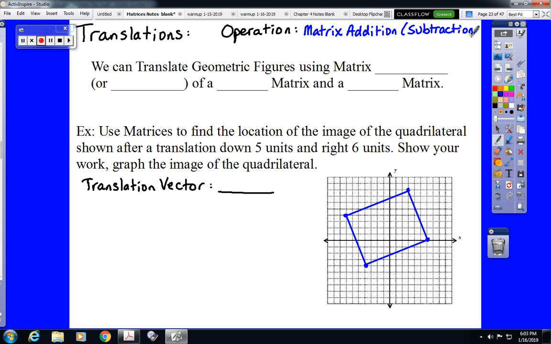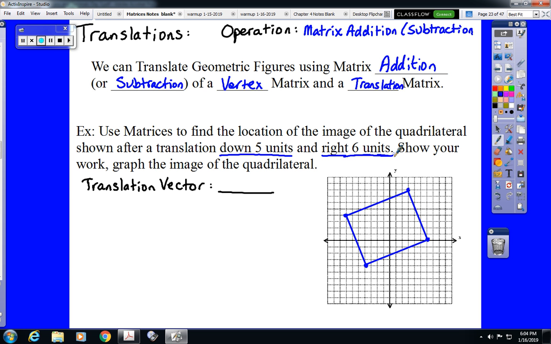When we translate geometric figures using matrix addition or subtraction, we take our vertex matrix and add or subtract what is called the translation matrix. Now we talked last semester about vectors, so it's pretty much that vector repeated over and over again. Down here we have a rectangle, and we're being asked to find the location of the image of that quadrilateral after a translation down 5 units and right 6 units.